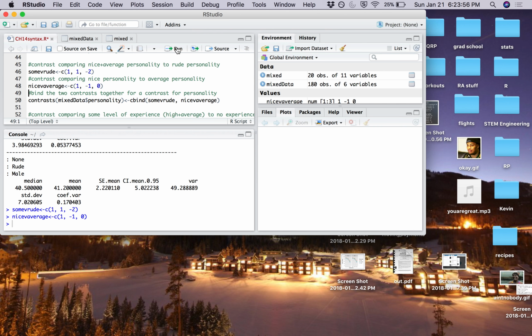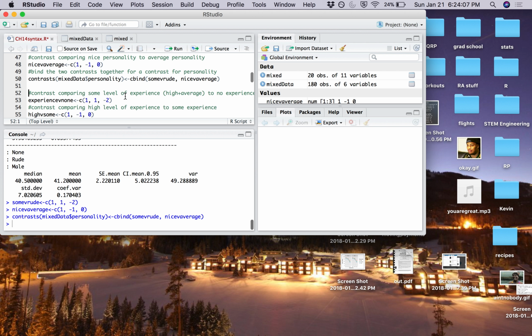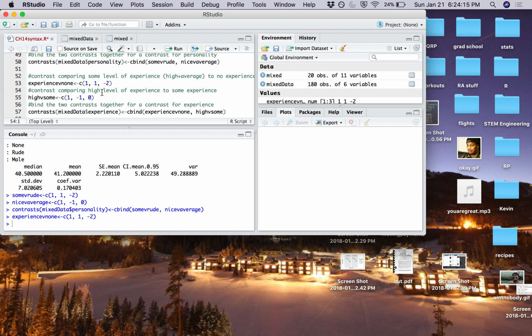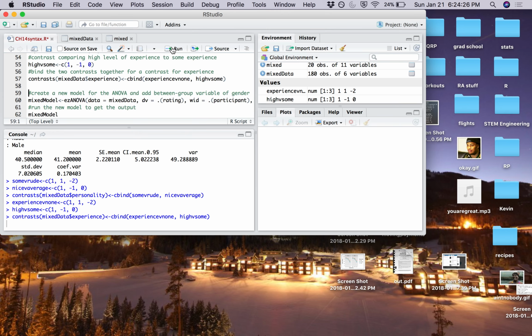And for experience, we are going to create a contrast that compares some level experience. So if you have high level experience or some experience combined, the same thing. We want to bind each of these. So if you have higher average experience, and then we're going to compare that to no experience, and then the same thing. So we're going to split high and average or some experience to comparing it against each other, and then we will bind those.